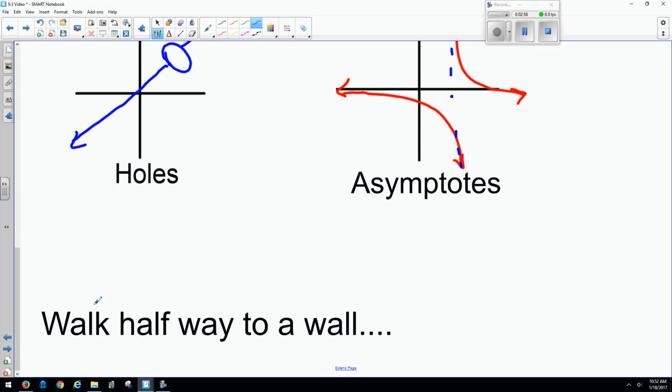If somebody can remember, we'll do this activity in class, walk halfway to a wall. So try to remind me.